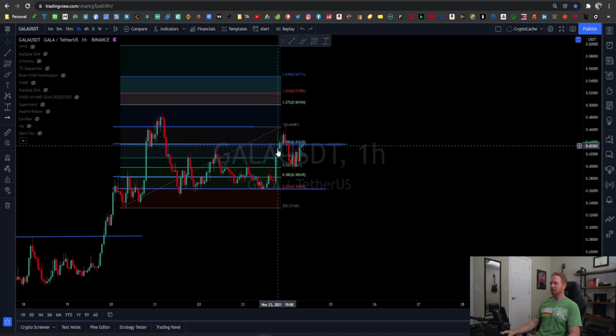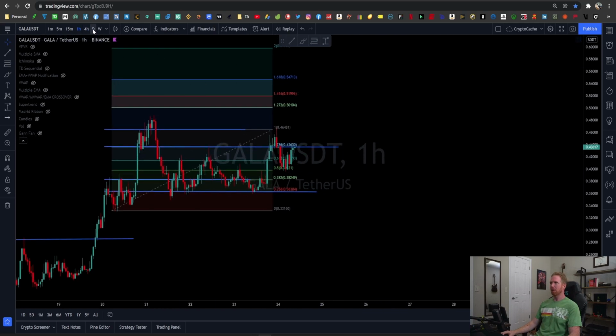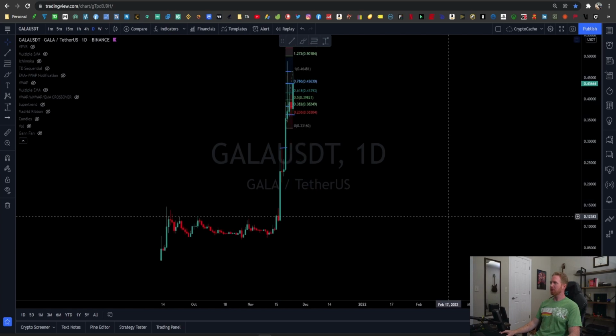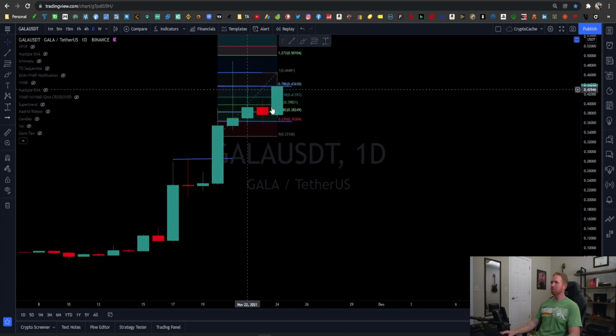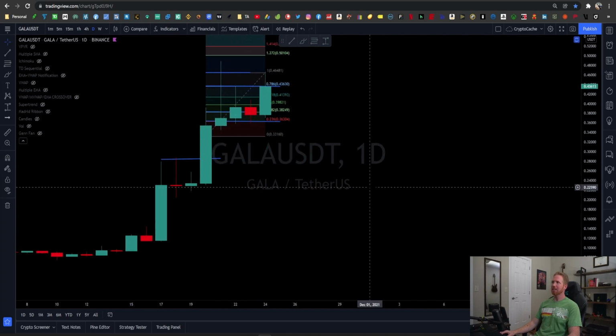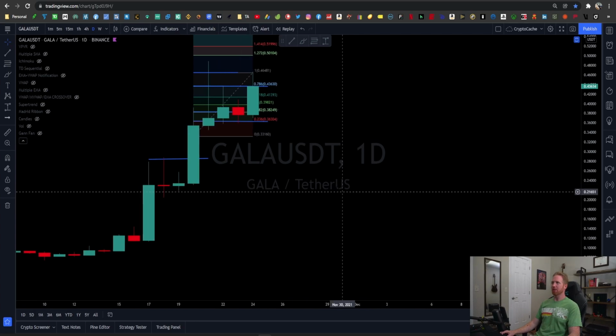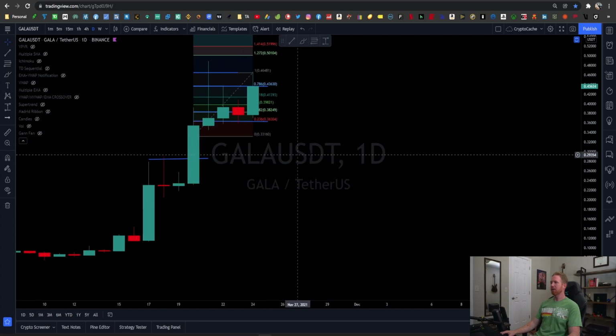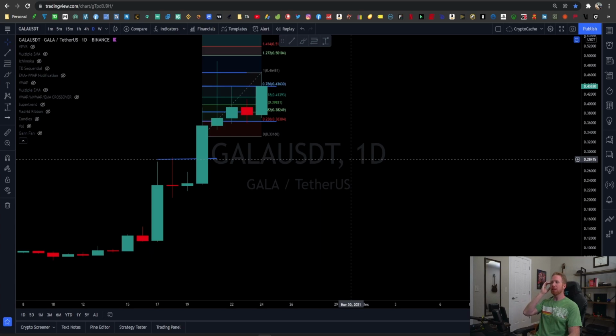It's tested this level a couple of times, and what I would like to see, big picture here, is the one-day candlestick close above 43.6 cents, and then we'd have that full-on confirmation. And it looks like it's trying to do that right now. So I do think that we're going to see a continuation of the upside.